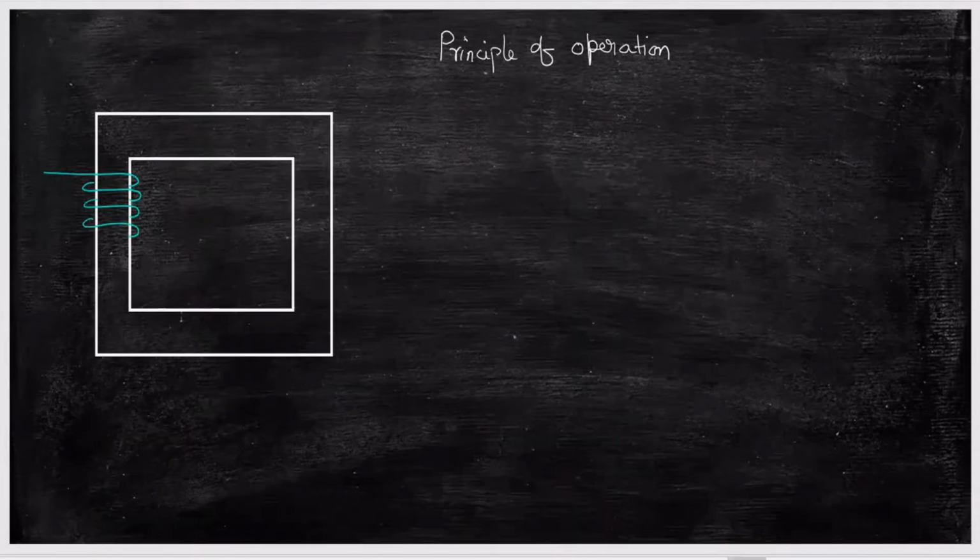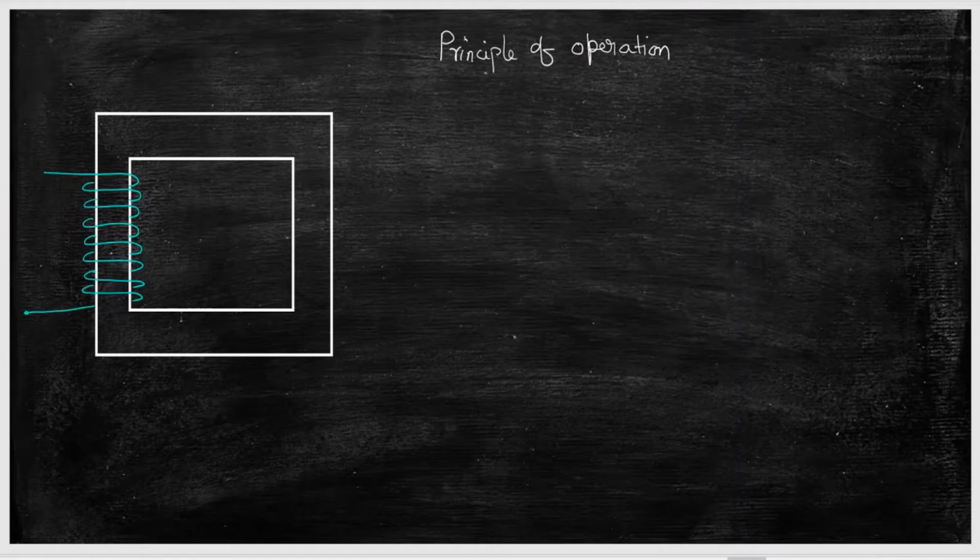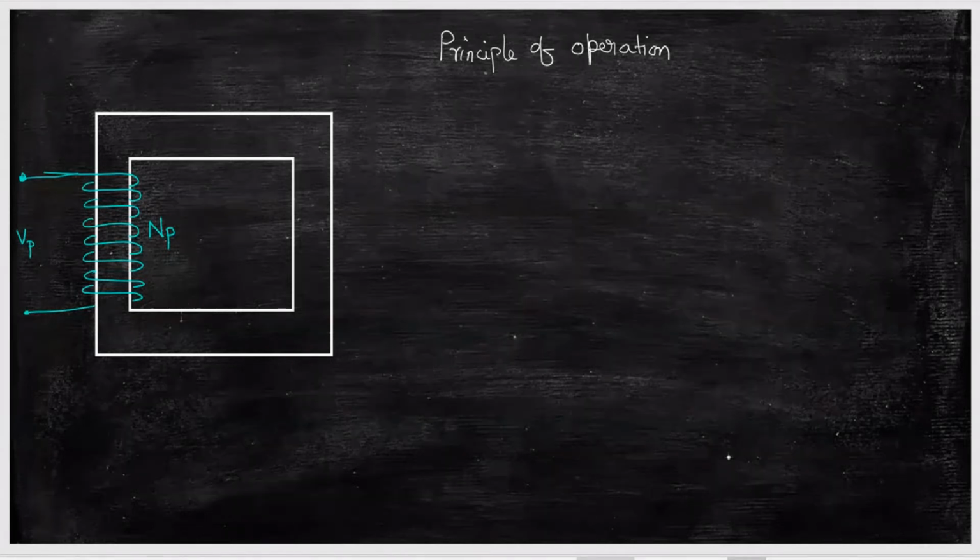On the primary side, as you know, this core is made up of iron, so it is a ferromagnetic material. What I am doing is connecting a wire in the form of a coil, and let it have NP number of turns. Now VP is the primary voltage or supply voltage, and IP is the primary current.